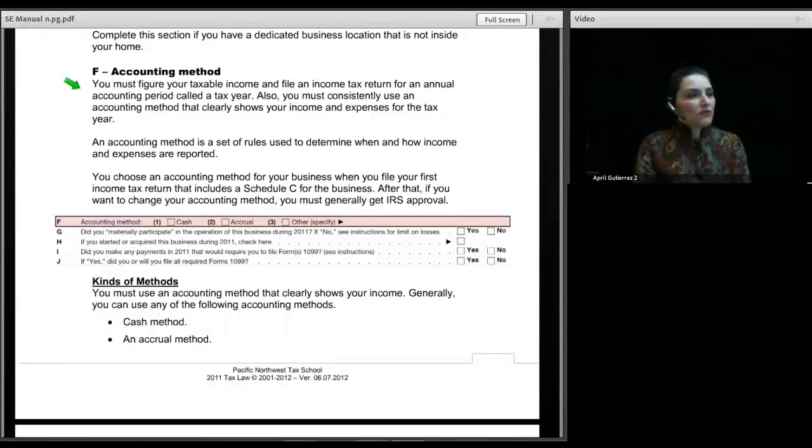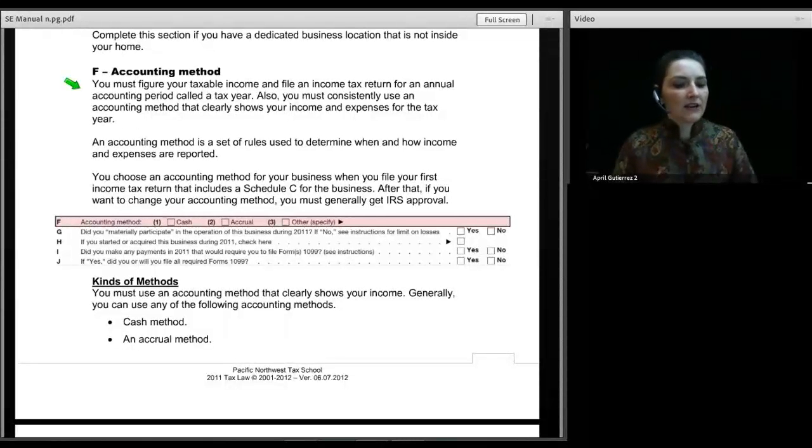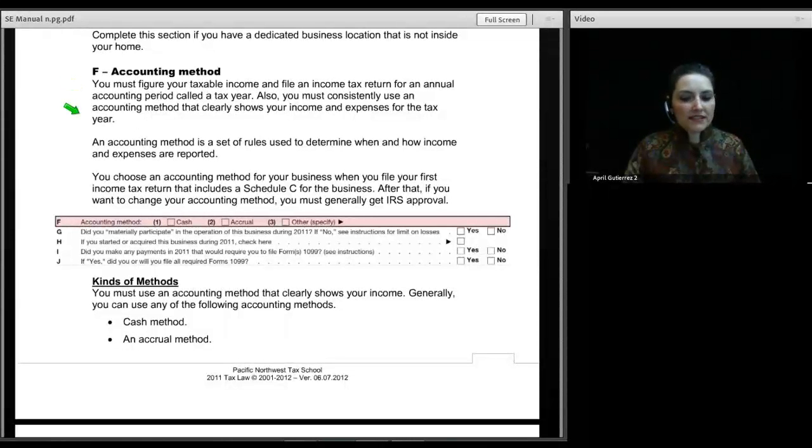You figure, or you are required to figure, your income, your taxable income, and file an income tax return for an annual accounting period called a tax year. Also, you must consistently use an accounting method that clearly shows your income and expenses for the tax year. An accounting method is a set of rules used to determine when and how income and expenses are reported. You choose an accounting method for your business when you file your first income tax return that includes a Schedule C for the business.